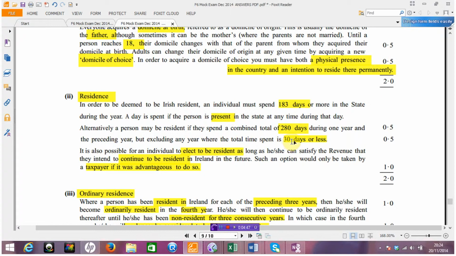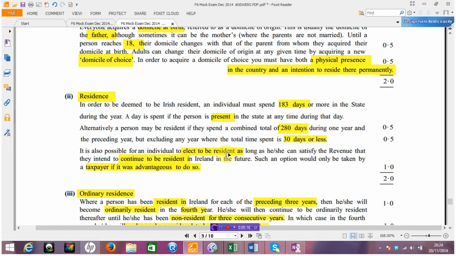So you'd probably have a situation where, let's say, for argument's sake, you have 100 days in this current year, therefore more than 30, so that makes that year okay, and a total of more than 280 in total across the 2 years. So you've just got to watch out for the current year being less than 30.